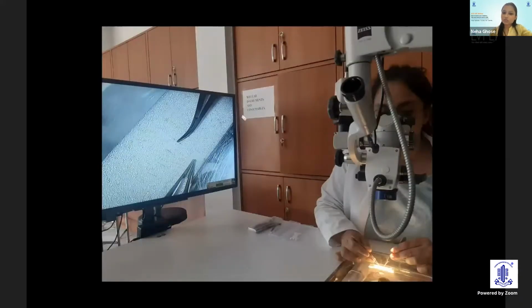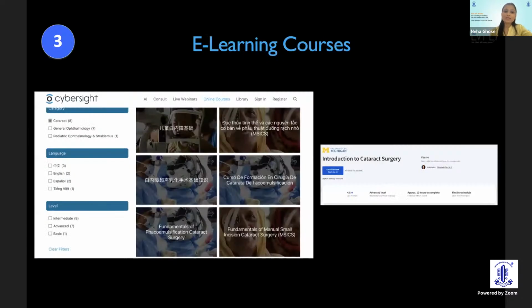You can also practice suturing on the thermocol that comes with the suture material. There are some fantastic e-learning courses as well, such as the Cybersight course from Orbis International.